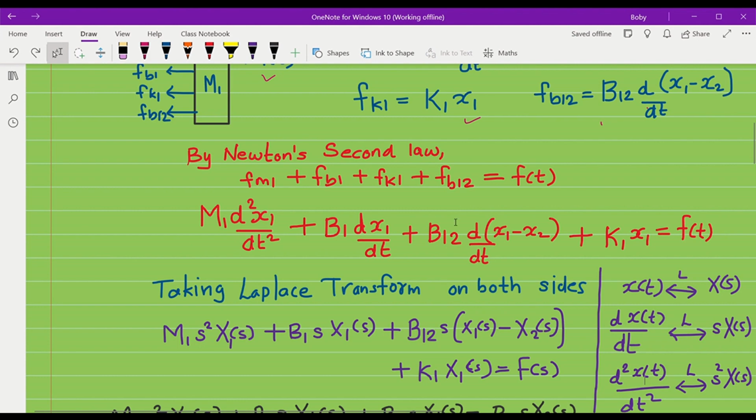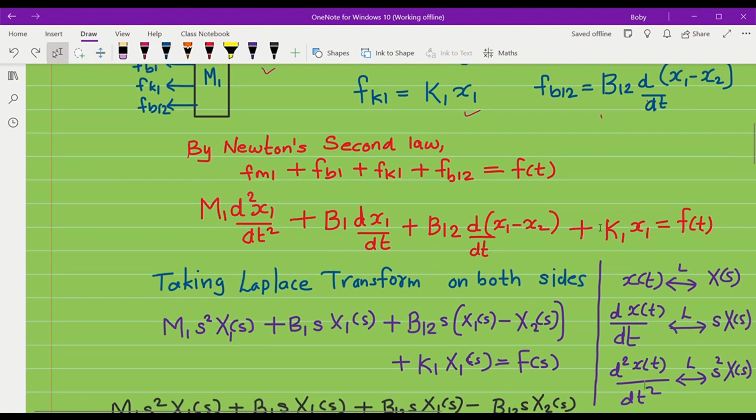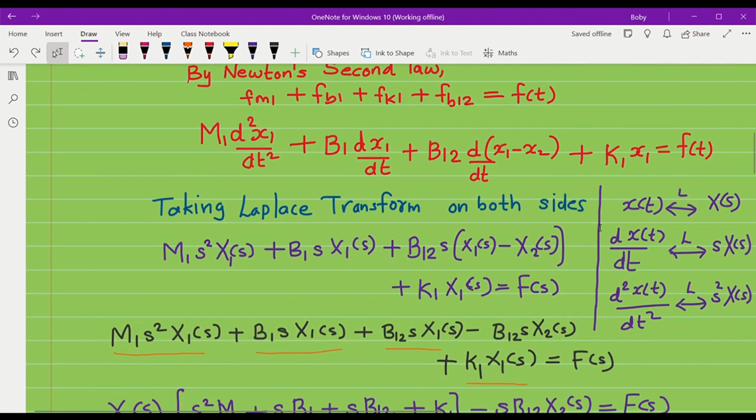After that, what do we do? We have to take the Laplace transform now. The Laplace transform of x of t is x of s. The Laplace transform of d by dt of x of t is s into x of s. The Laplace transform of d square x of t divided by dt square is s square into x of s. So for m1 d square x1, it becomes s square into x1 of s, where capital x1 of s is the transform. In this way we write the Laplace transform of each term.